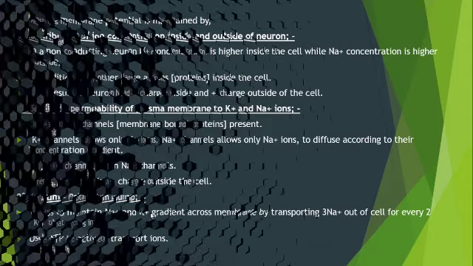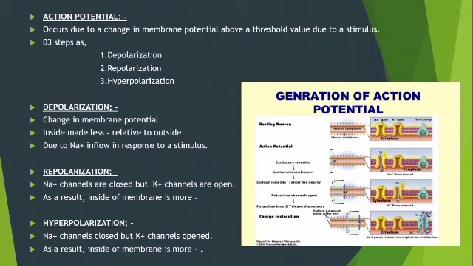So now let's learn about action potential. It occurs due to a change in membrane potential above a threshold value due to a stimulus. This has three main steps: depolarization, repolarization, and hyperpolarization. In depolarization, there is a change in the cell membrane potential such that the inside of the membrane is made less negative relative to the outside. Depolarization results from sodium ion inflow in response to a stimulus.